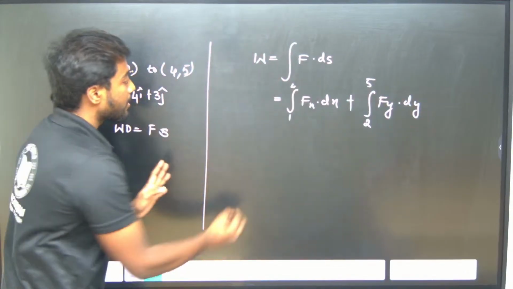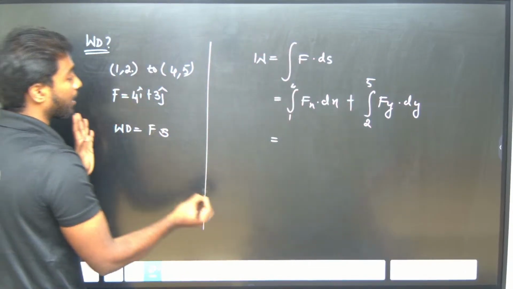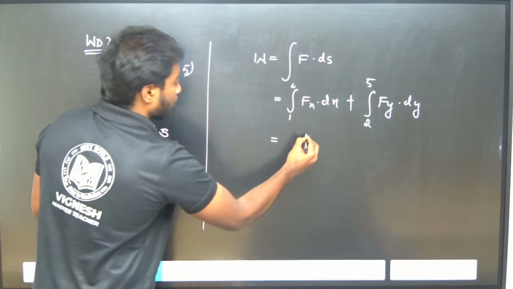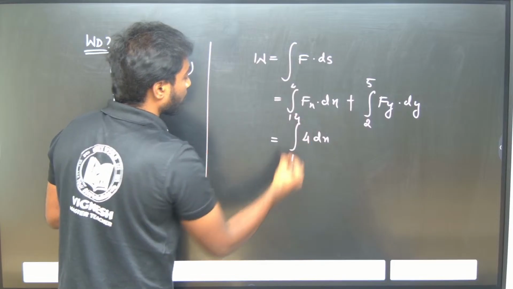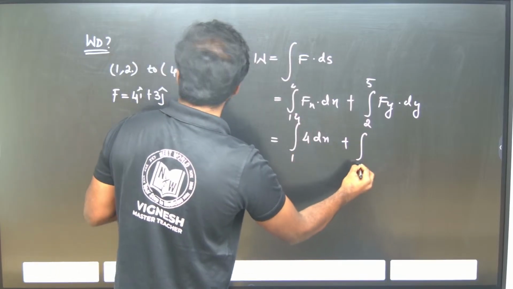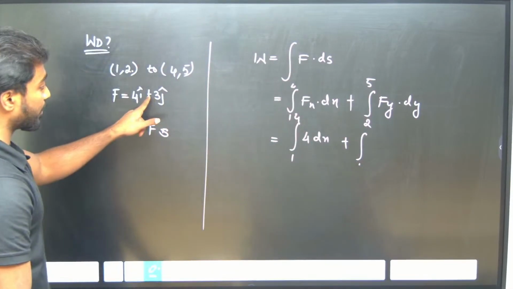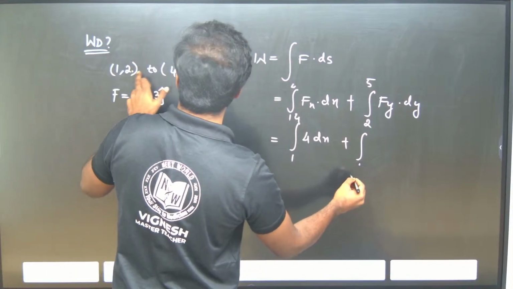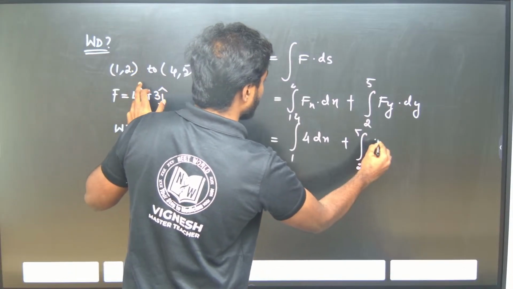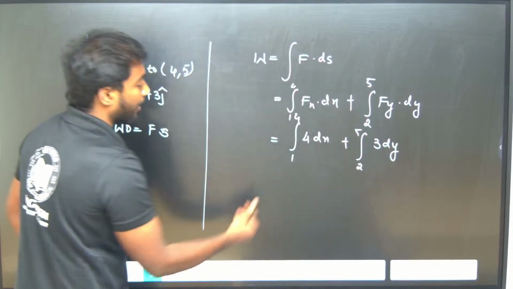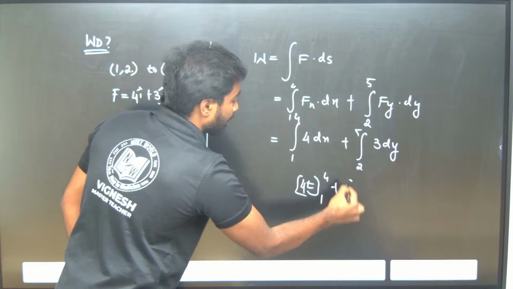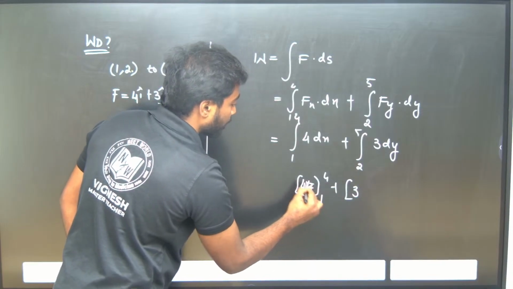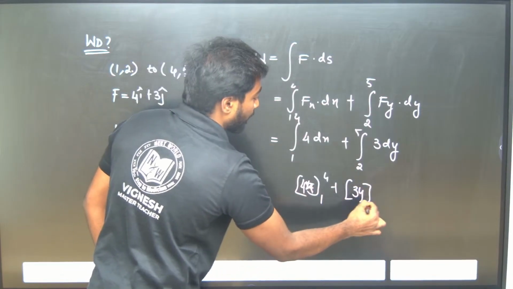Okay, got it. Now what is Fx? It is 4i, so 4 with respect to dx, I need to integrate from 1 to 4, plus this is 2 to 5 of 3 dy. If I integrate this one, I will get 4x from 1 to 4 plus 3y from 2 to 5.